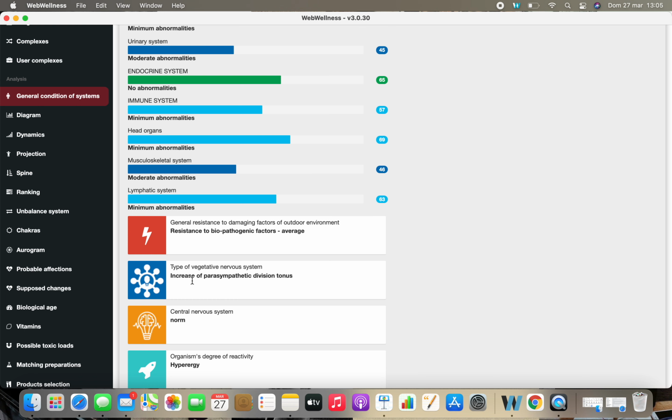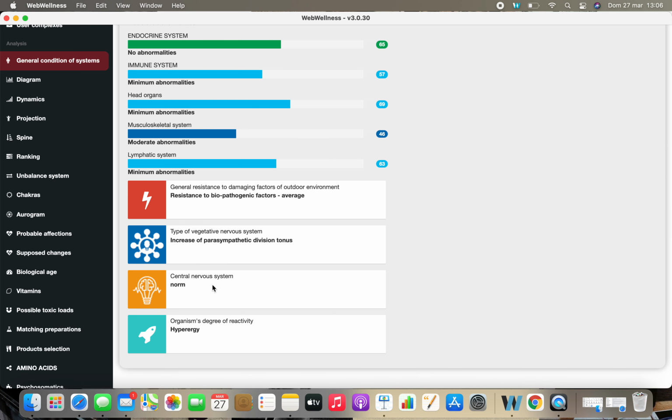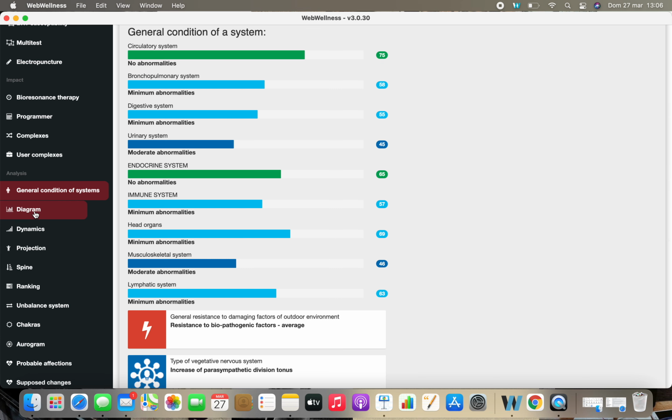If it's sympathetic, the person wakes up very active, but in the evening the activity persists, and the person may have problems falling asleep. So it's better to be sympathetic in the morning, parasympathetic in the evening, or eutonia, which is basically a balanced state of the nervous system. A normal central nervous system means that the person doesn't get very nervous, and hyper energy or hypoenergy you will also be able to read in the information description.